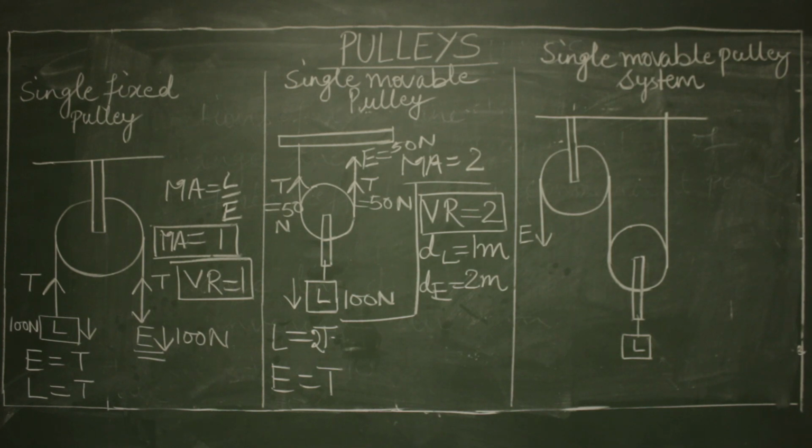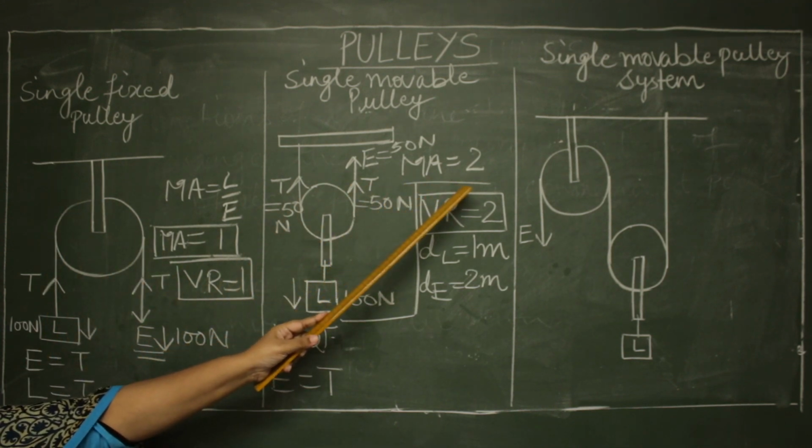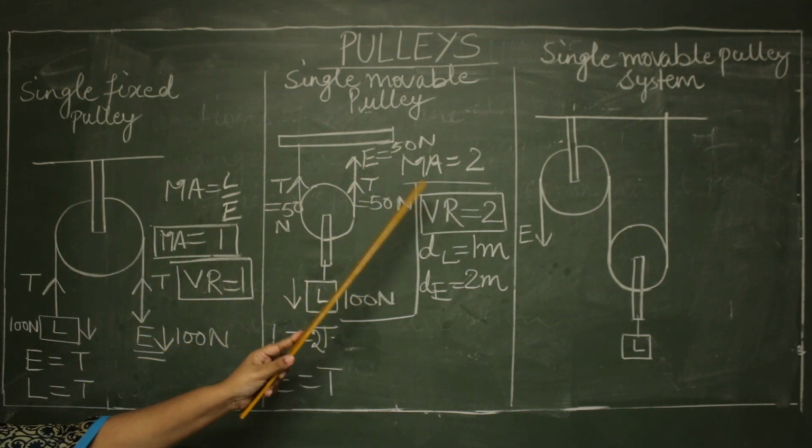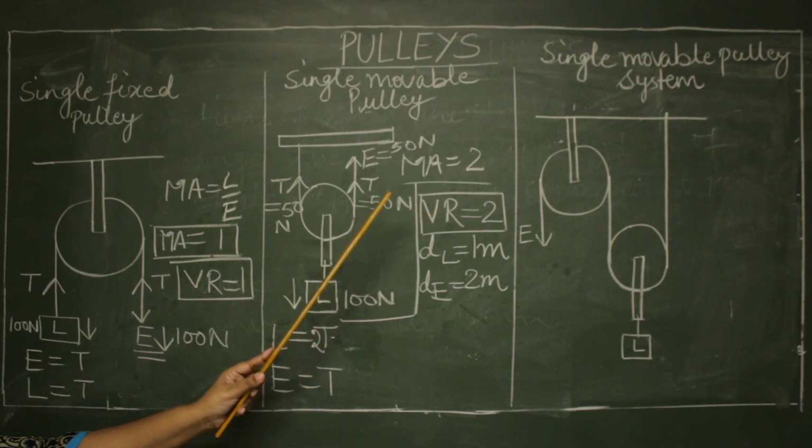Before we go further into the topic single movable pulley system, which will overcome a few drawbacks of the single movable pulley, let us once again see the difference between the two. First of all, the single fixed pulley has its pulley fixed, while in the second one the pulley is movable. Mechanical advantage in the fixed pulley is 1. Here the mechanical advantage is 2, which is just double. That means this is acting as a force multiplier.